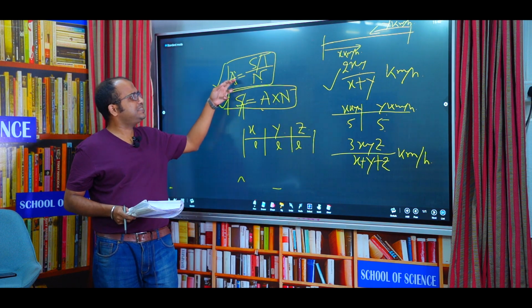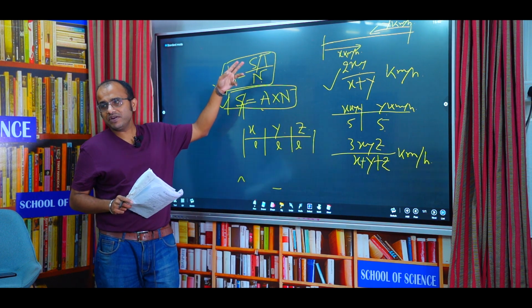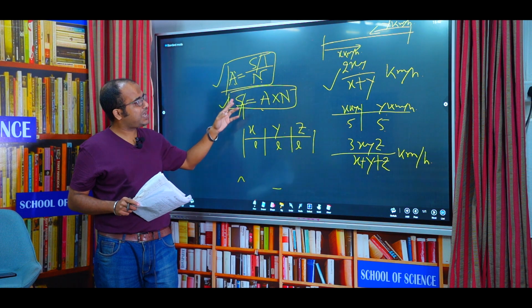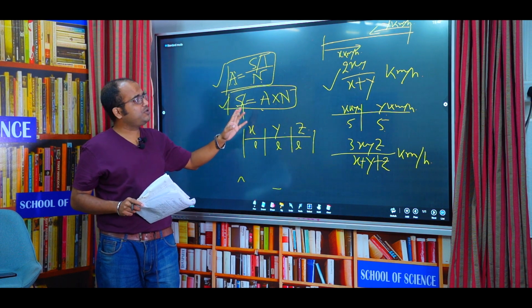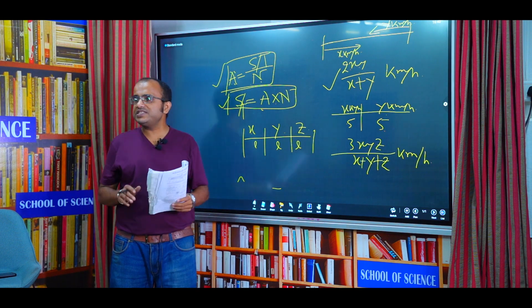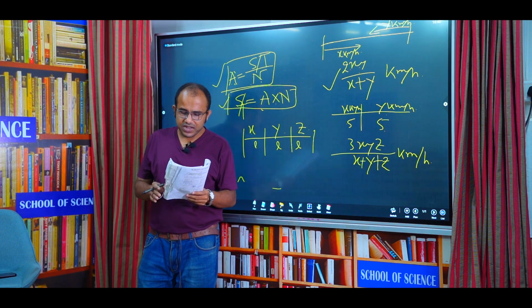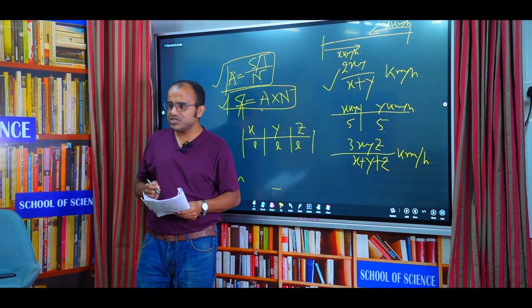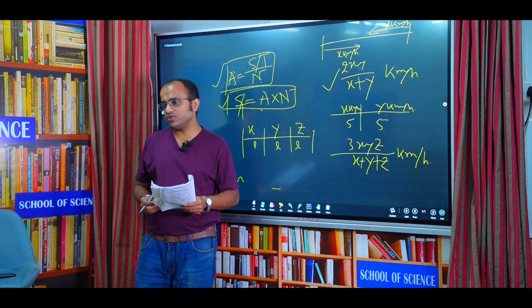The basic concept is that average is simple: the sum of the given quantities divided by the number, and the sum or total of the given quantities is equal to average into number of quantities. This is the basic thing in the average chapter, and if you understand this, then you can easily solve all the problems.